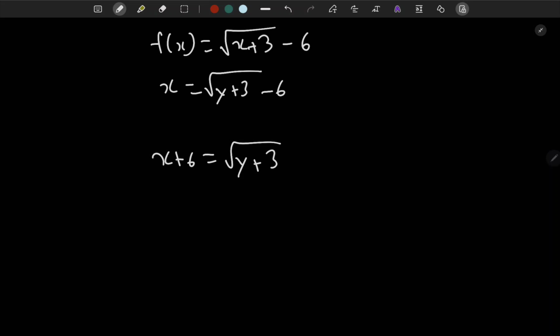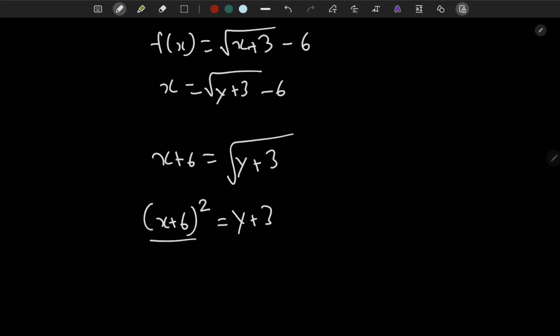So how do you think we can get rid of the square root here? What we can do is we can square both of the sides, to the power of 2. So this will get rid of the square root, and this will become (x plus 6) to the power of 2 is equal to y plus 3.